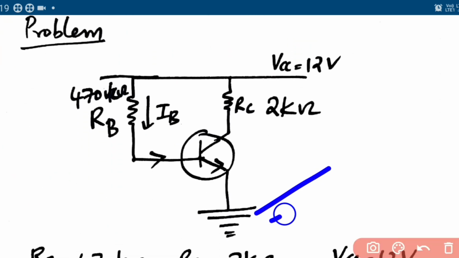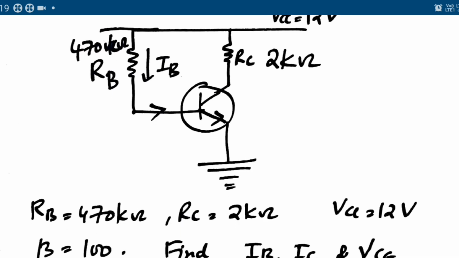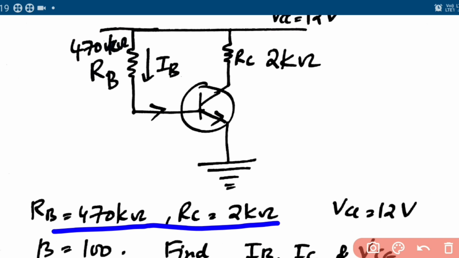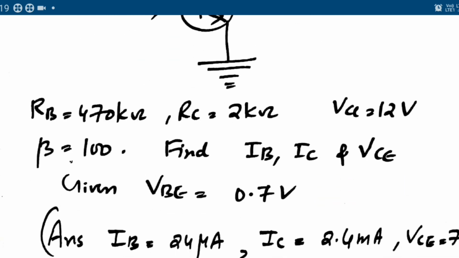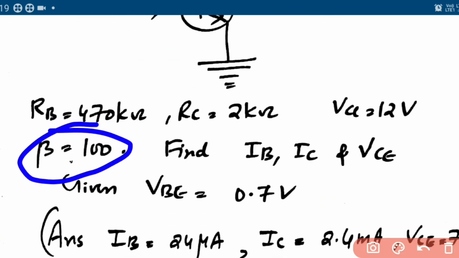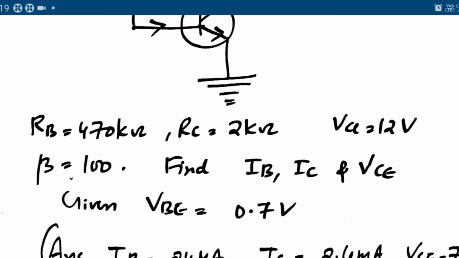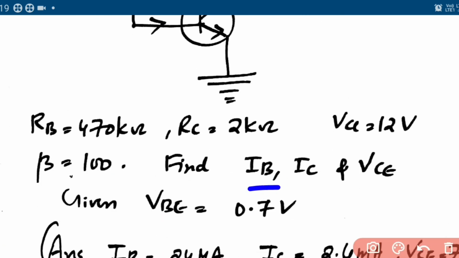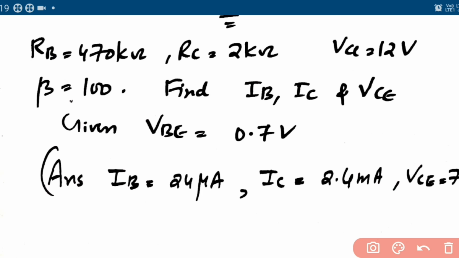We have a transistor circuit biased using the base resistor method. We know RB and RC. RB is 470 kilo ohm, RC is 2 kilo ohm, VCC is 12 volt. Beta is 100. We want to find IB, IC, and VCE. Given VBE is 0.7 volt.